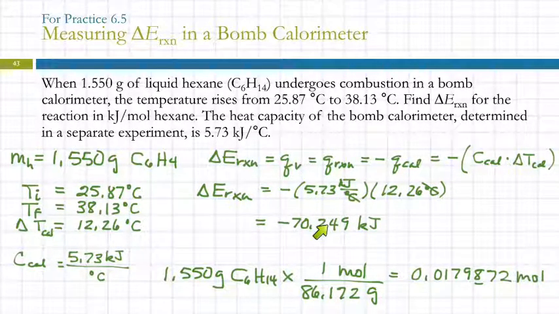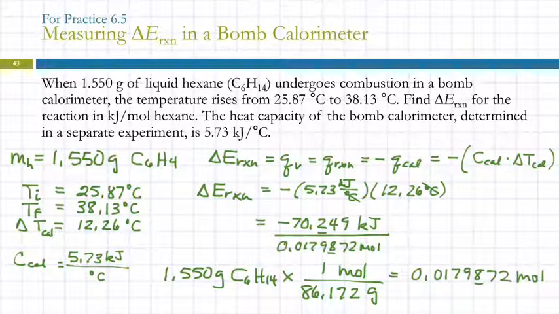This many kilojoules are released for this many moles. If I travel 120 miles in 2 hours, how many miles per hour is that? I take 120 miles, I divide by 2 hours, that's 60 miles per 1 hour, right? So to get kilojoules per mole, we're just going to divide by the number of moles that generated that amount of heat, 0.0179872 moles.